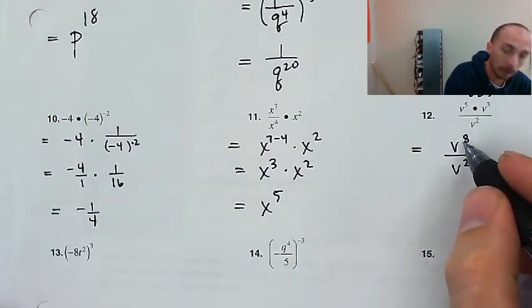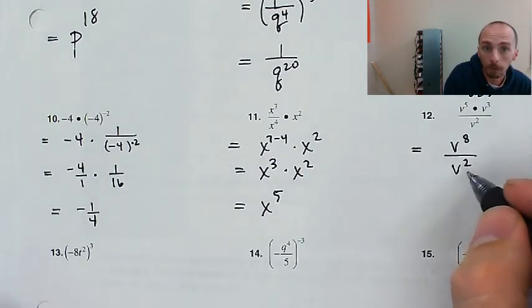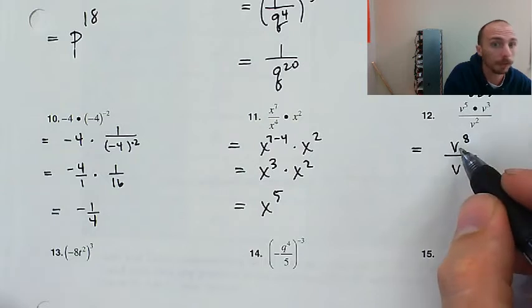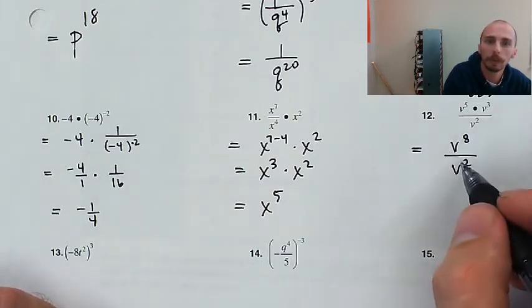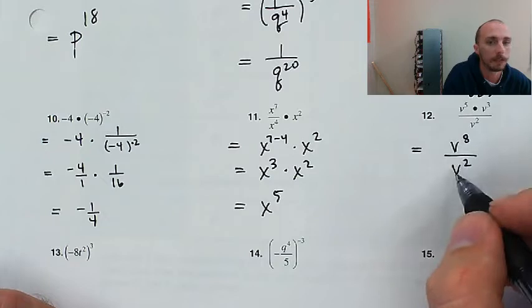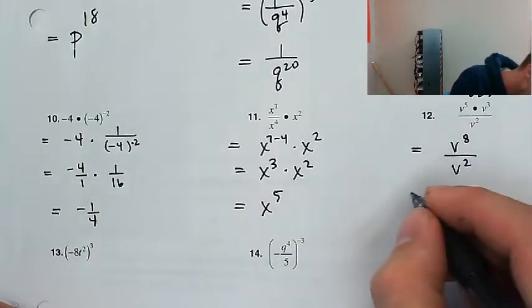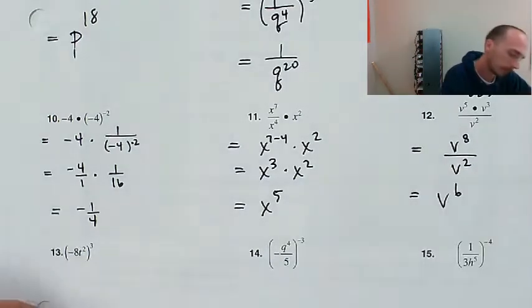And, okay, there's 2 down here and 8 up there, so I could cancel off 2 from top and bottom, and I'd be left with 6 on top. Or I could think about it with the subtraction property, where we're dividing two exponential things that have the same base. We can subtract the exponents. So it's going to be v to the 6th.